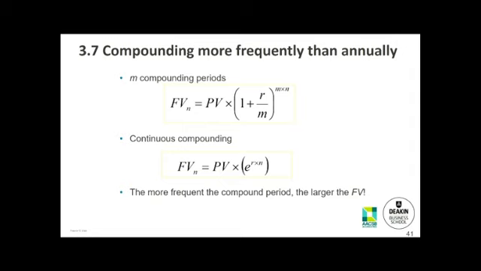But what about if the cash flow is compounding more frequently than annually? What about if the cash flow does not compound annually? Instead, it compounds semi-annually, which means it gets compounded twice a year. What about if it's compounded monthly? What about if compounded quarterly, daily? So the last thing we need to deal with is named compounding more frequently than annually.